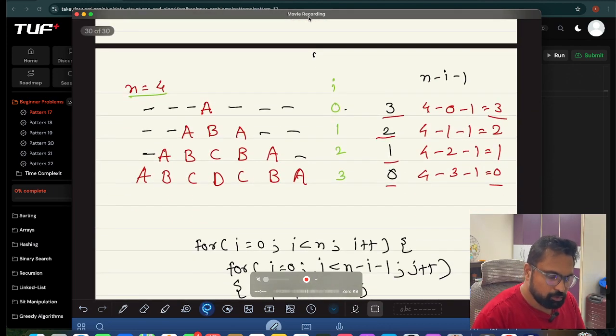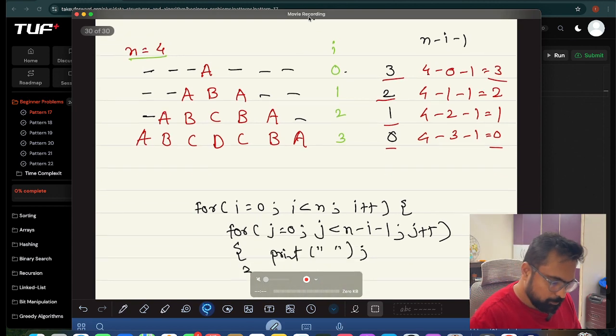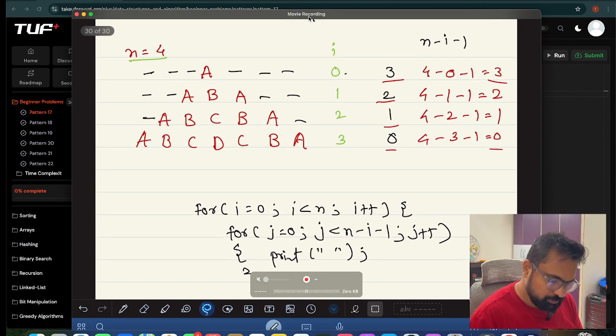Now coming back to characters, we will try to understand something here. So I will remove this particular part.